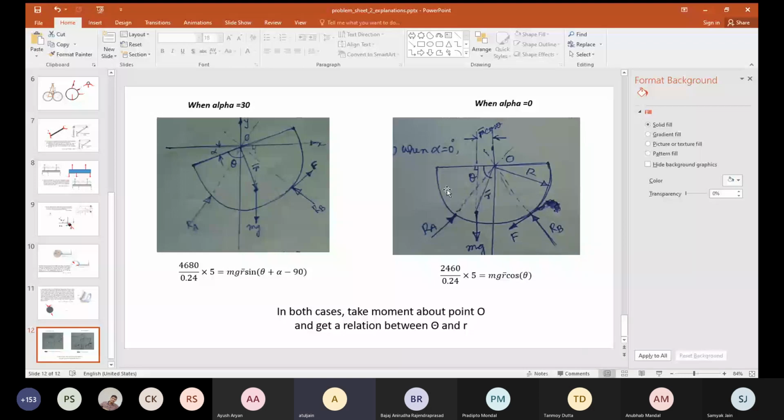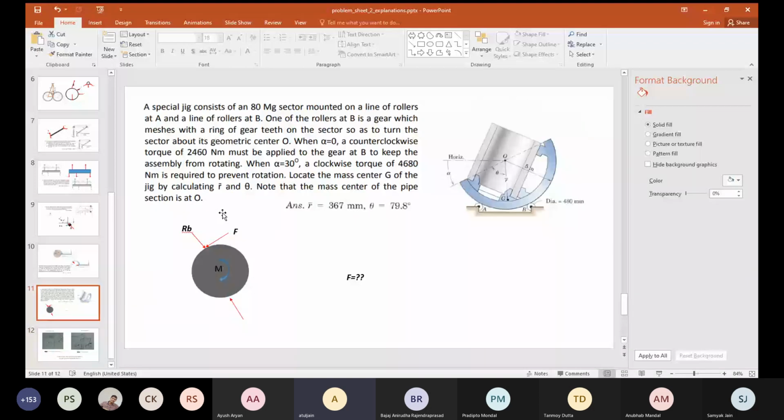In this condition, F is pointing from right to left. When alpha is 30 degrees, you have RA, RB, F, and the same weight mg passing through some point whose coordinates are r, theta in the cylindrical coordinate system. The direction of F you can get from your previous step when you relate M with F. Take moment about the center. RB and R will pass through the center. F will come out to be a function of M.